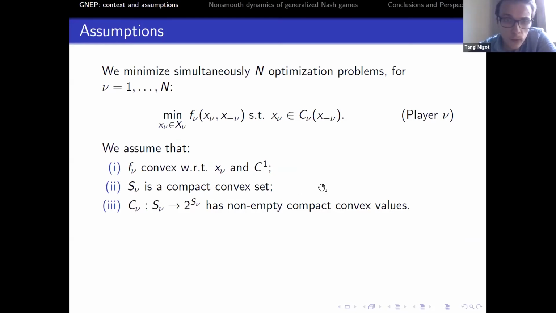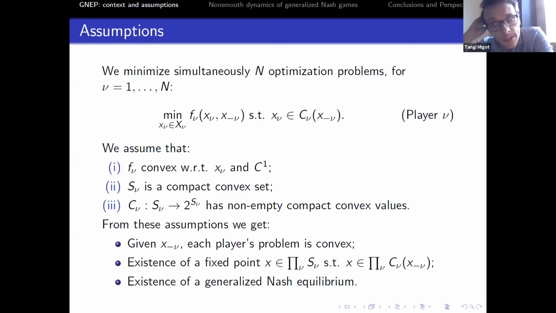And two more assumptions on the point-to-set mapping, on the constraint mapping. So I have some compact convex set S nu, and my point-to-set mapping maps S nu to a subset of S nu, and it has non-empty compact and convex values. Okay. So actually, the domain of C nu is not the whole space, but some compact part of the set, or strongly compact if you are in a Hilbert space.